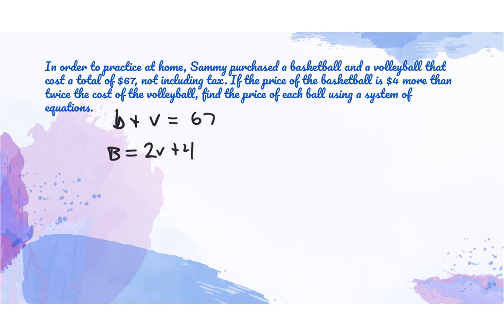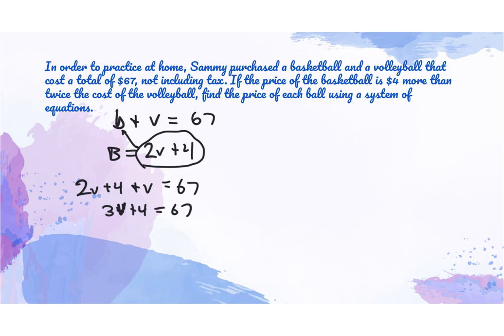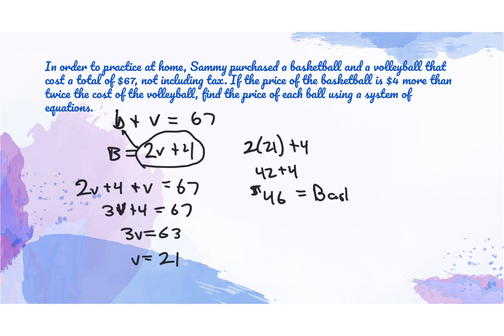Okay, so this one's set up for substitution. If I go 2v plus 4 plus v equals 67, all I did was take this and throw it in for here. So 3v plus 4 equals 67. So 3v equals 63. So the volleyball is going to be $21. And then when I substitute that back in, 2 times 21 plus 4, so 42 plus 4 is 46. That's how much the basketball cost.